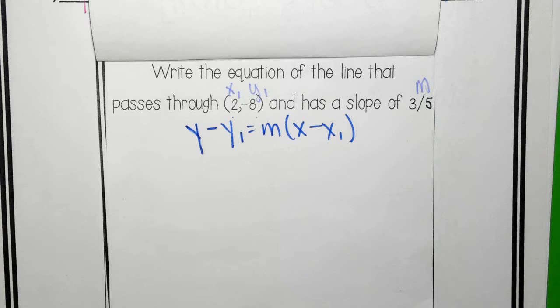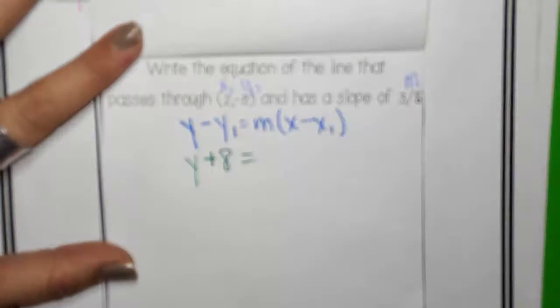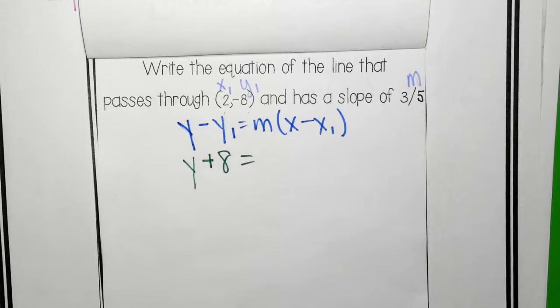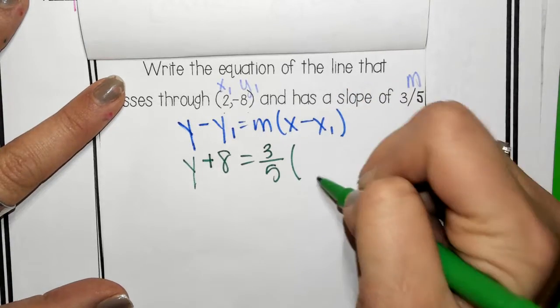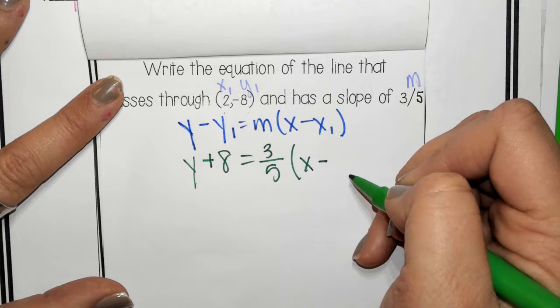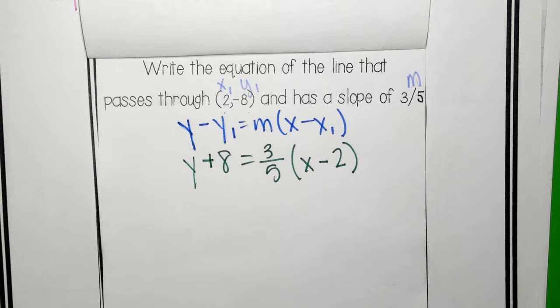So all you do, we're going to take this and plug it in for x1, y1. So what is y1? -8. So it's minus a -8. So what would we write instead of minus a -8? Plus 8. And what's our slope? Alright, what's our slope? And then we do parentheses, x minus. Can we pass that around the room so everybody can hole punch their paper? Okay. That's it. That's all you do.